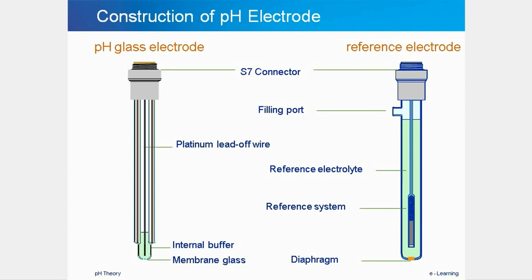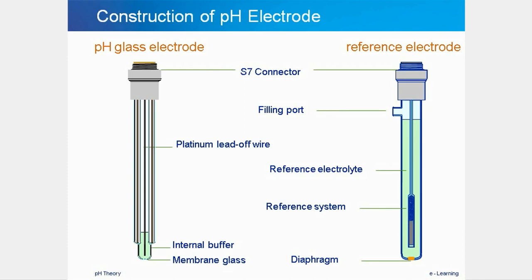This electrode is close to the outside world and only reacts to the diffusion of hydrogen ions into the gel layer around the membrane glass at the bottom of the electrode. It also has an internal solution and a platinum wire inside. Both these electrodes are connected to the pH meter, and this meter detects the potential of both electrodes and calculates the difference between them. This gives the information about the pH value.